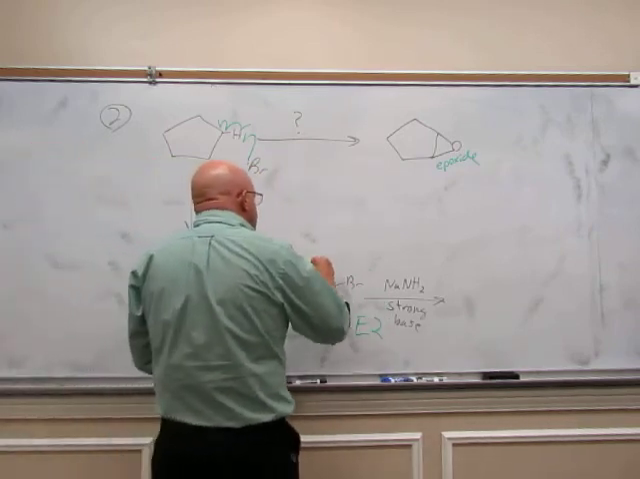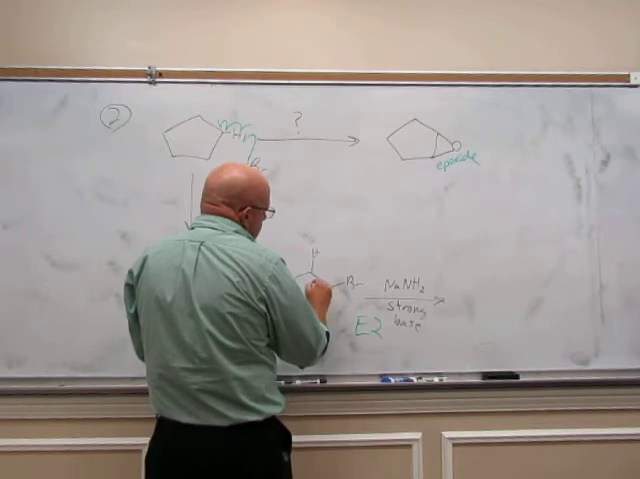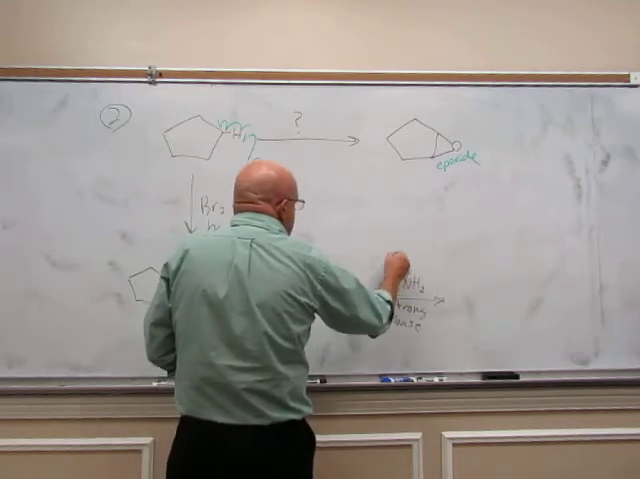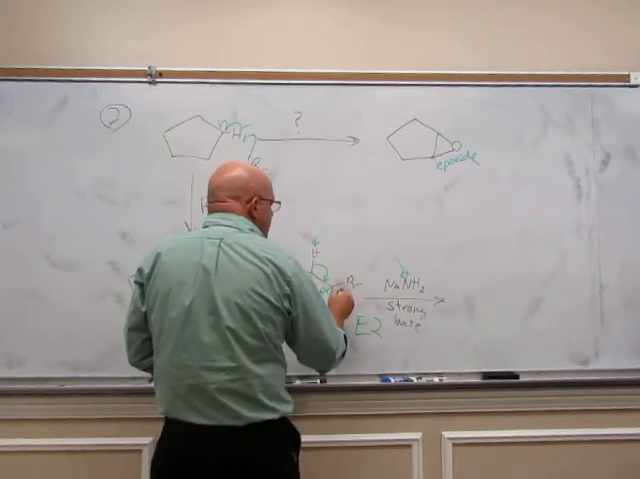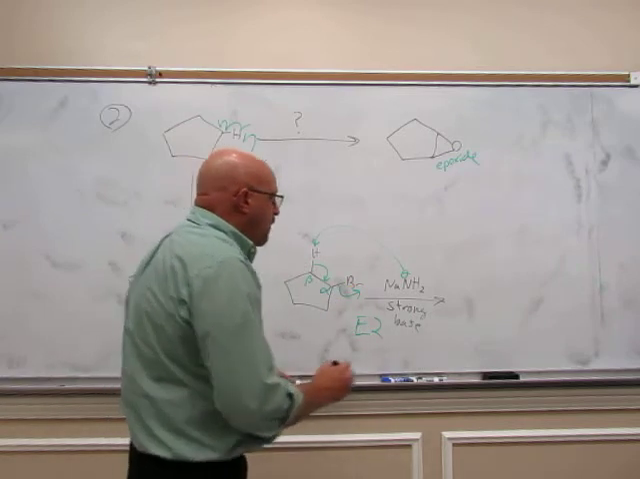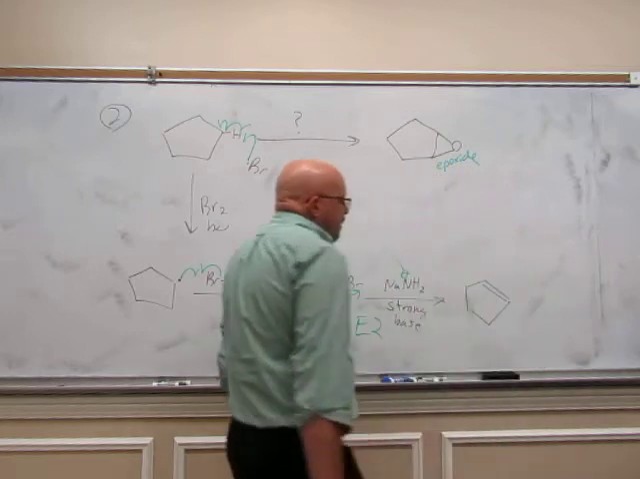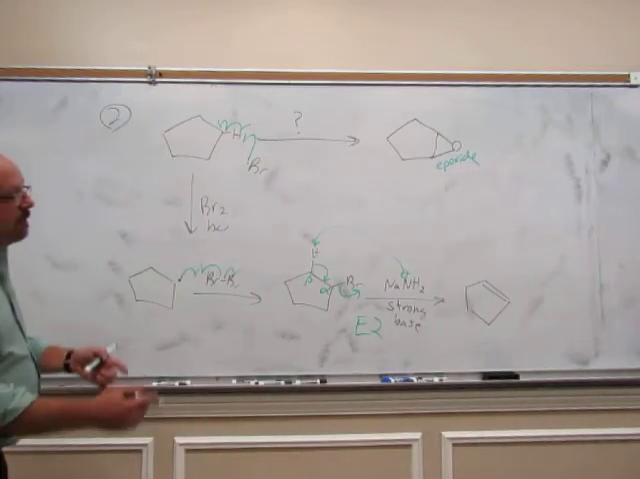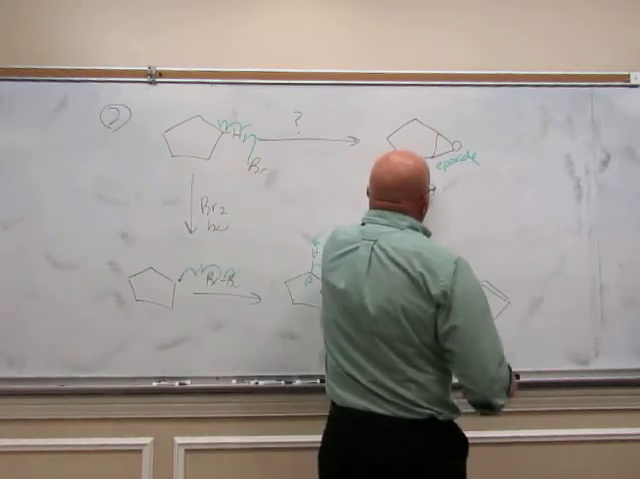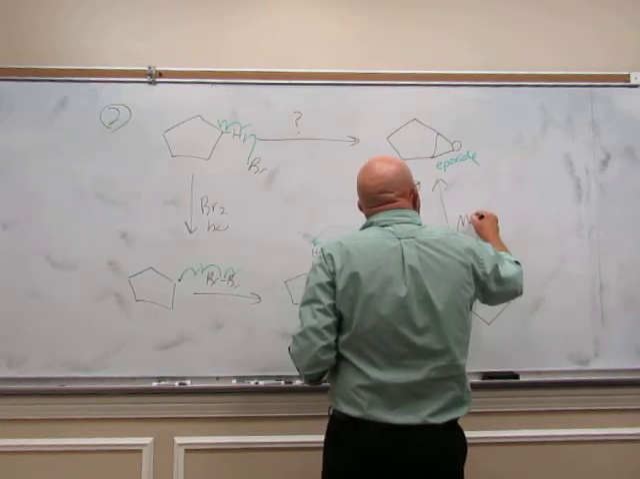So the base grabbed a beta hydrogen. Electrons kick in to form the double bond and kick the bromine off. That gives us an alkene. And then we already mentioned how to take the alkene to the epoxide. That's just MCPBA.